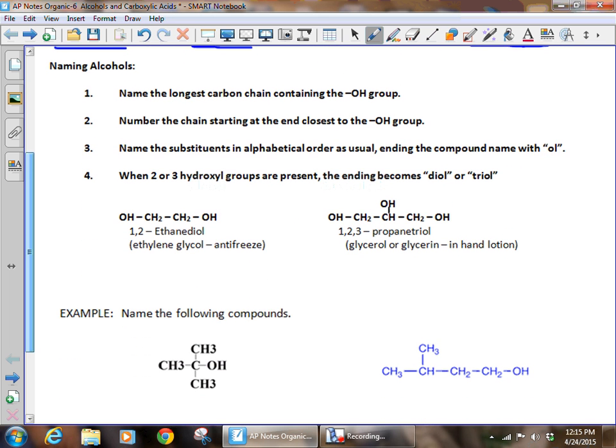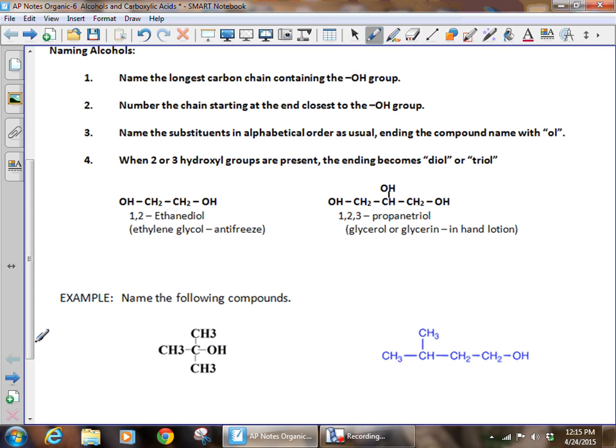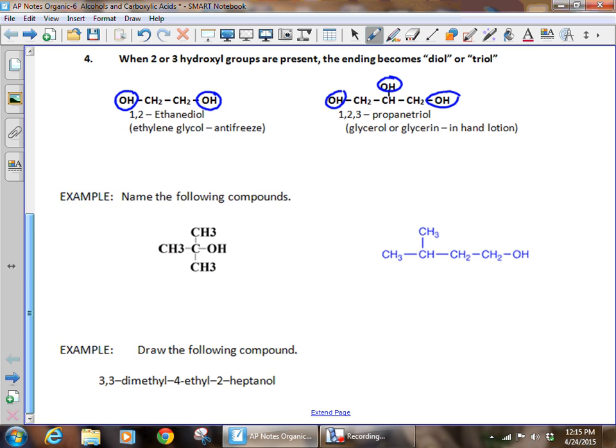Now, when we start naming them, we're probably not going to get into anything that's a diol or a triol. It's not a hard thing to understand. Having an OH group in 2 places means you have a diol. Having an OH group in 3 places means you have a triol. But I would be shocked if AP went that deeply into the nomenclature of alcohol. So let's stick with just 1 hydroxide.